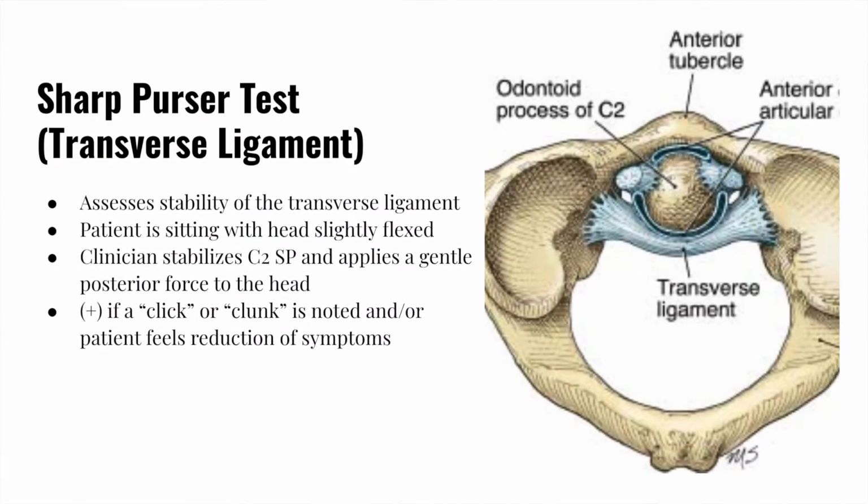The Sharp-Purser test is designed to assess the stability of the upper cervical spine, specifically at C1, C2 at the transverse ligament. To perform this, a patient will be seated with the head slightly flexed. The clinician will then stabilize the C2 spinous process and apply a gentle posterior force to the head. A positive sign is found if there's a click or clunk noted and/or the patient feels reduction of symptoms. Let's see this test being performed.